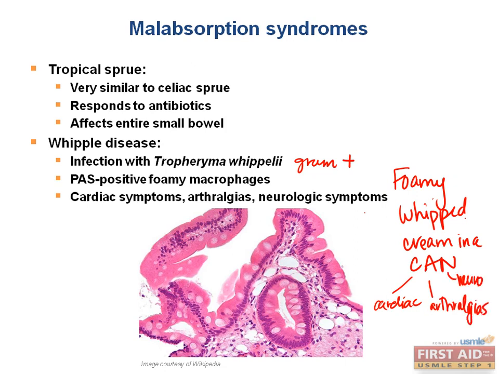for neurological symptoms. On the exam, if you see a positive PAS stain, think of Whipple disease, as a PAS stain is only positive in a relatively small subset of other diseases. Assume the patient will be a middle to older aged white male.